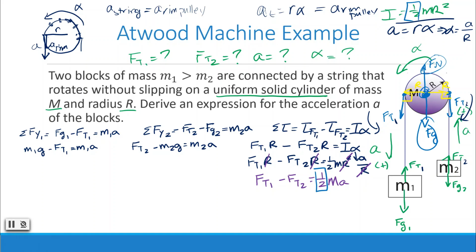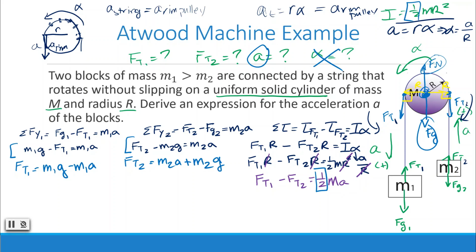So now what I'm going to do is I need to find a way to get rid of ft1 and ft2, because I'm looking for a. I've gotten rid of alpha. Now I need to get rid of ft1 and ft2. So I'm going to do that over here. I'm going to solve this equation for ft1 and this equation for ft2. So ft1 is going to be m1g minus m1a. I'm going to add ft1 to the right and subtract m1a to the other side. And then ft2 is going to be m2a plus m2g.